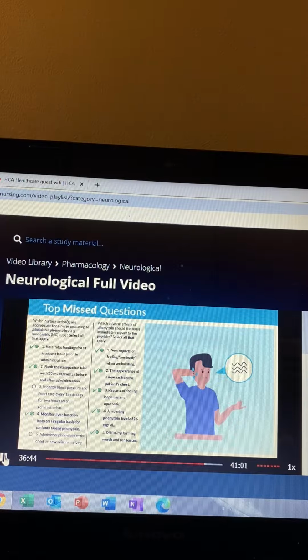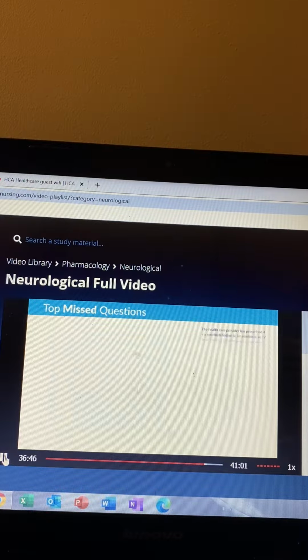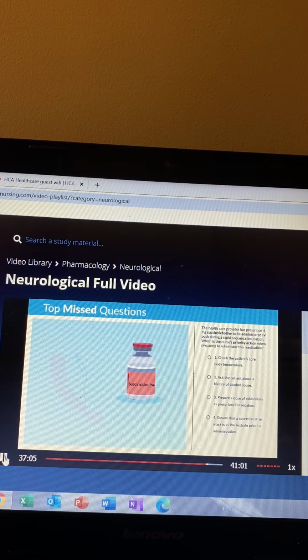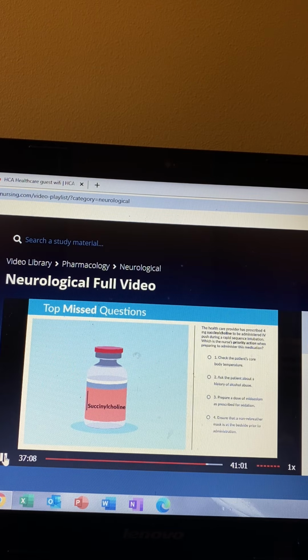Now the next question here: the healthcare provider has prescribed 4 milligrams of succinylcholine to be administered IV push during a rapid sequence intubation. Which is the nurse's priority action when preparing to administer this medication? All right, that was a big question, so let's break this down. The question's asking for the priority action when giving succinylcholine.